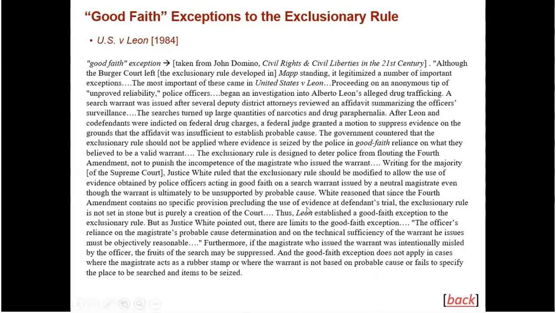Notice, though, that Byron White, who wrote the opinion for the court, ruled that the exclusionary rule should be modified to allow the use of evidence obtained by police officers acting in good faith on a search warrant issued by a neutral magistrate, even though the warrant is ultimately found to be unsupported by probable cause. White reasoned that since the Fourth Amendment contains no specific provision precluding the use of evidence at a defendant's trial, the exclusionary rule is not set in stone, but is purely a creation of the court.